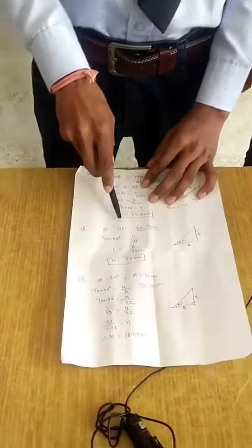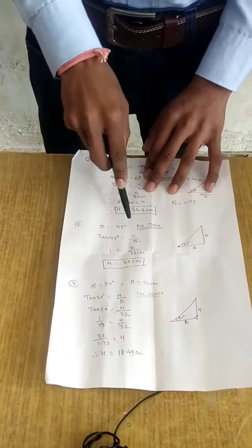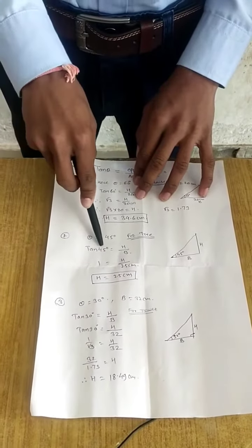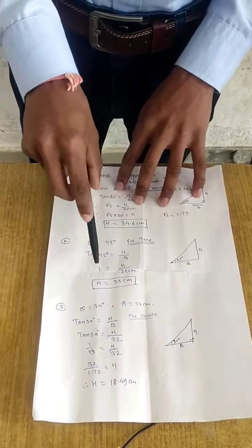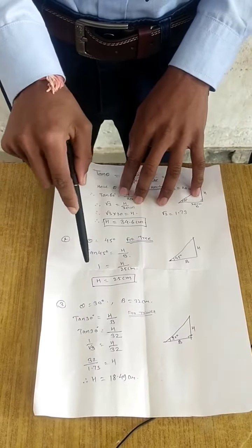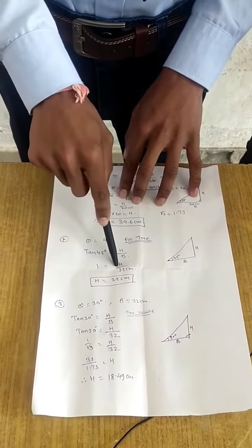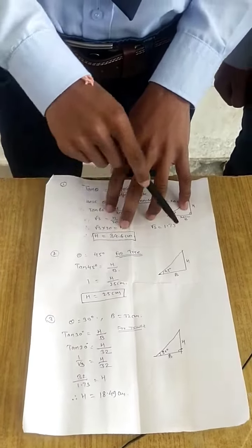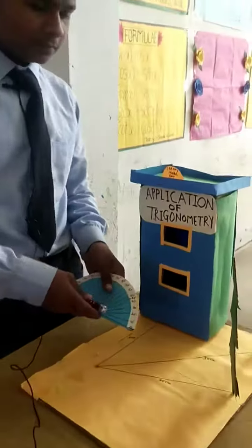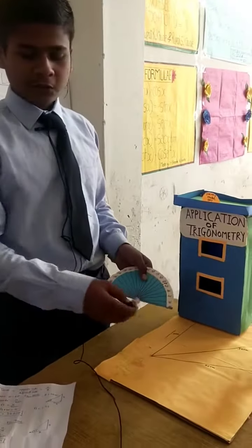Here theta is equal to 45 degree for the tree. Tan 45 degree is equal to height upon base. The value of tan 45 degree is equal to 1. Therefore, 1 is equal to height upon 25 centimeter. The height is 25 centimeter. So the height of the tree from us is 25 centimeter.